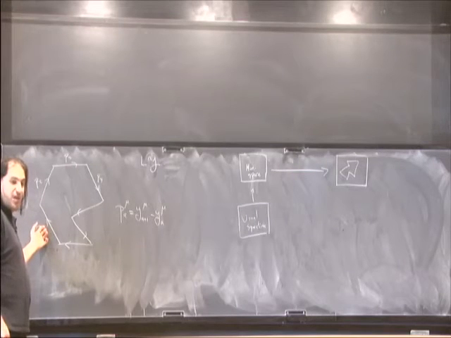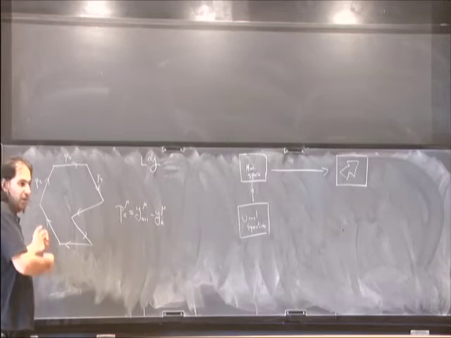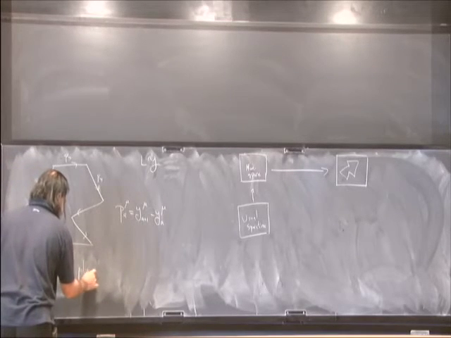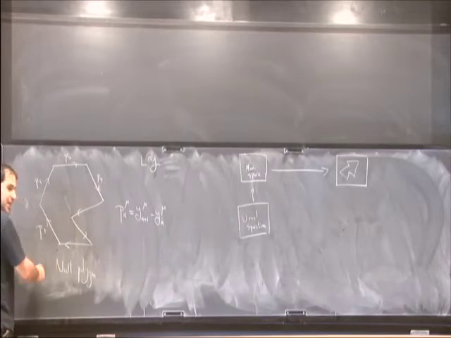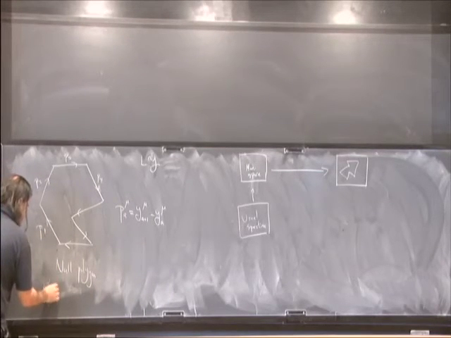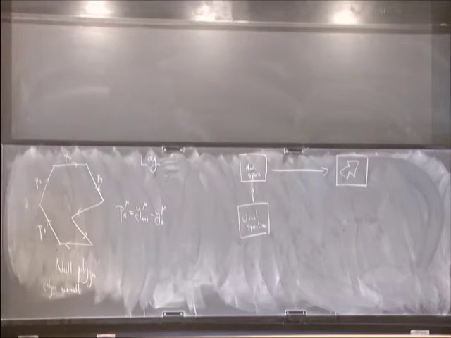That all the edges are null. So it's still a constrained polygon. It's a null polygon in this space. Yeah, that's right. It means that the edges are all light-like. The edges are null.